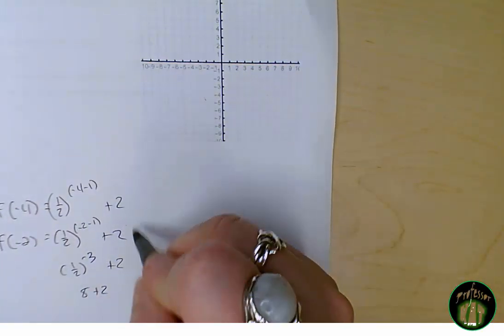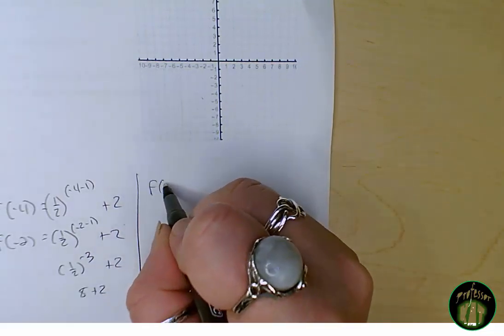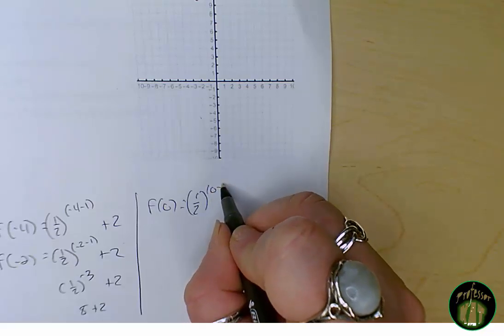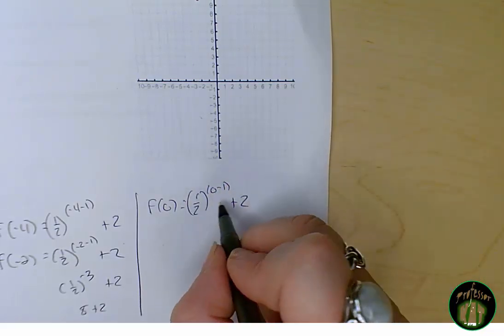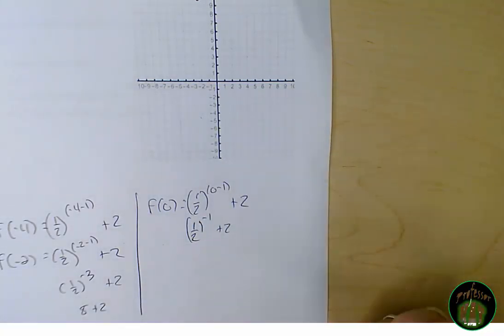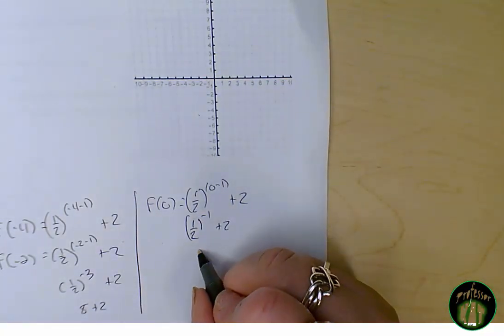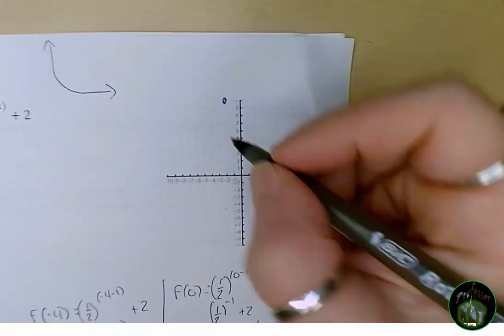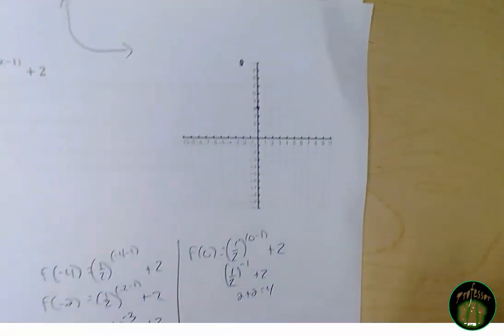If I plug in a 0, f of 0 is going to look like (1/2) to the 0 minus 1 plus 2. That's really just (1/2) to the -1, and (1/2) to the -1 is 2. So this is 2 plus 2, which is 4. That gives me the point (0, 4), which I can go ahead and plot right over there.